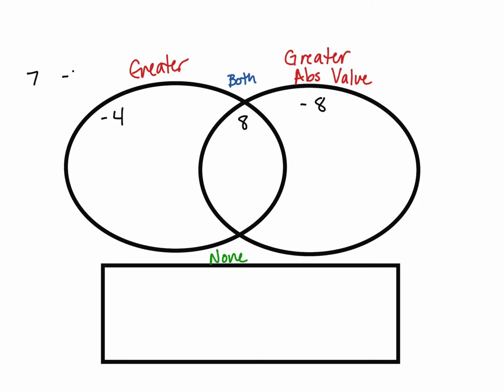C, we have 7 and -3. Their absolute values are 7 and 3. 7 is the bigger number. It also has the bigger absolute value. It goes in the middle.